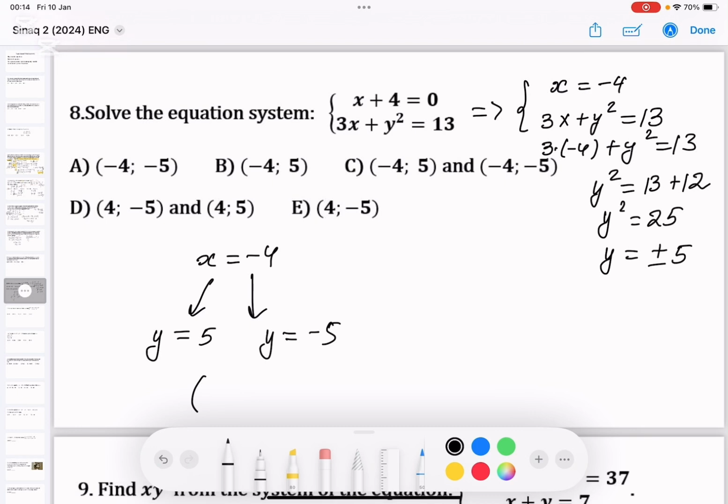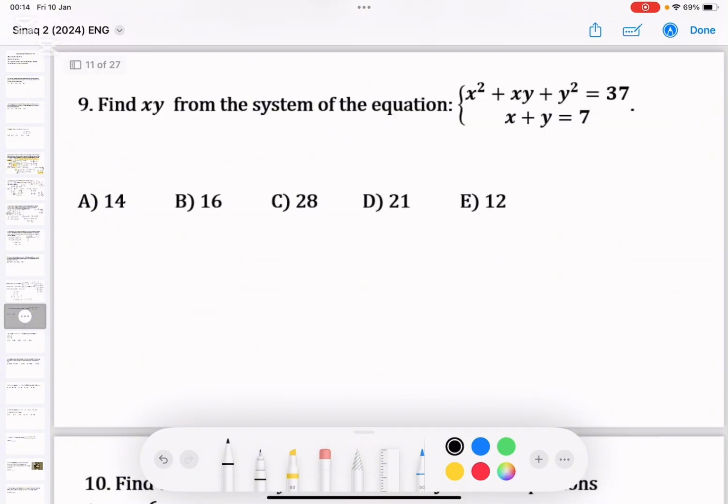So your answer must be written in the following form. So -4, 5. So this pair of x, y is the solution of the system of equations, or it would be -4 and -5. So your answer is C. Next, find x, y from the system of equations.